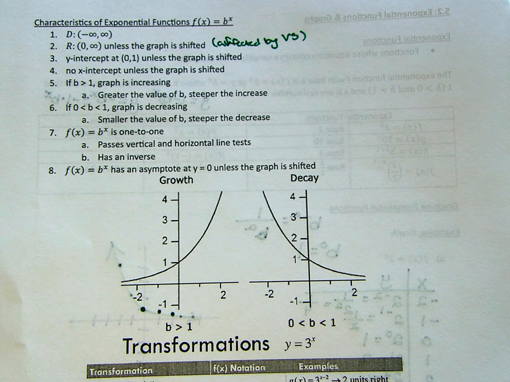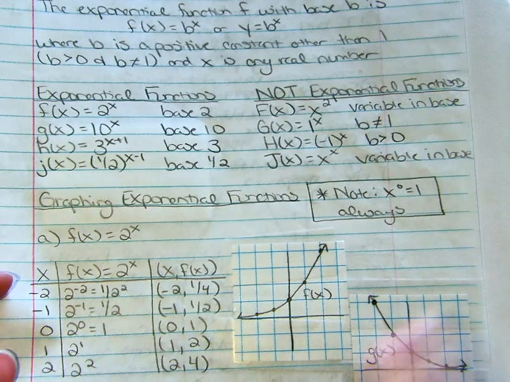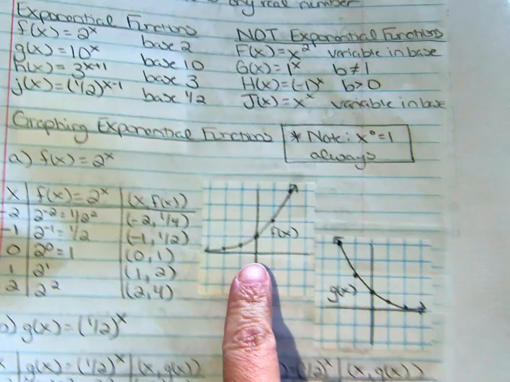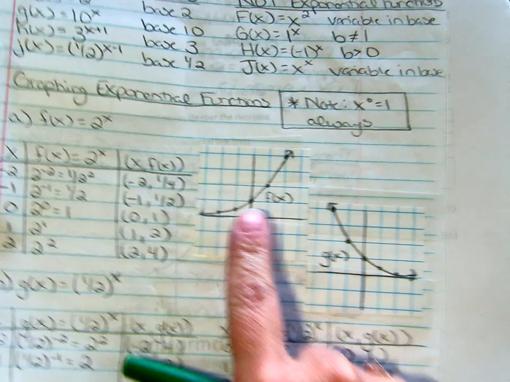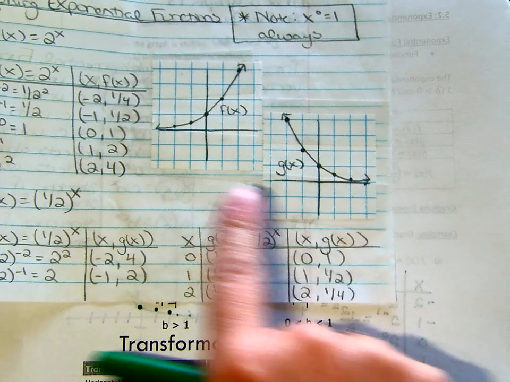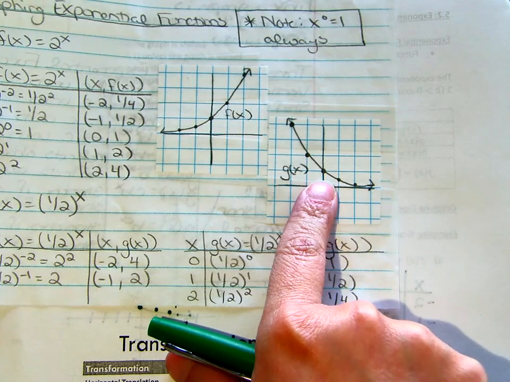But this comes from the fact that anything raised to the 0th power is 1. That's why we always cross there. We cross there on both of our graphs. This one was 2 to the x, and this one was 1/2 to the x, but both of them crossed at that 0, 1 spot.